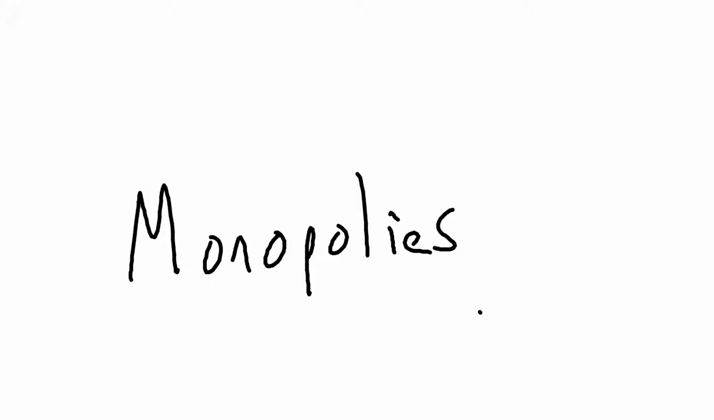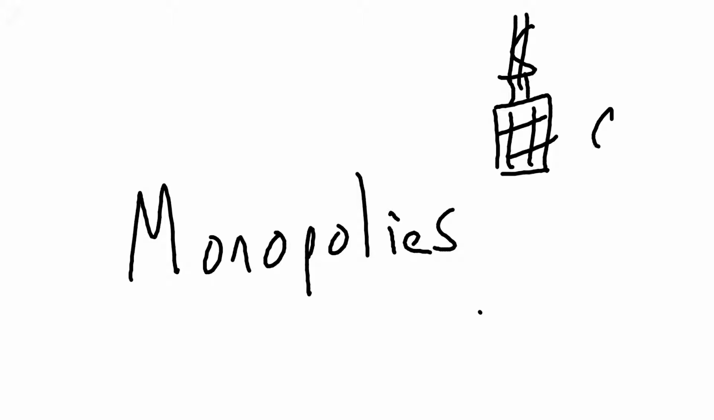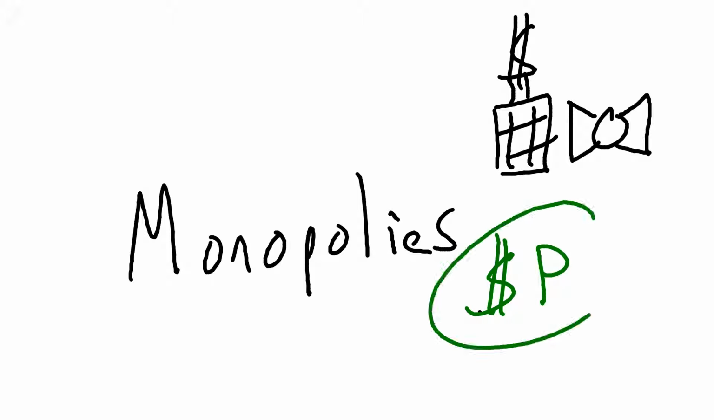Today's topic is monopolies. A monopoly is a special case in which a firm, a money-making business, is the sole supplier of a certain good. I don't know, maybe candy. And because they're the sole supplier of this good, they get to jack up prices and make ridiculous profits. We'll talk about this later in the graph.